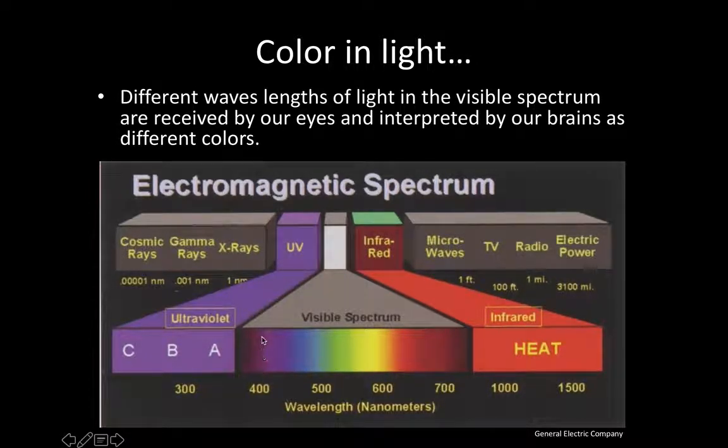So 400 down here in this kind of magenta range, we're up here at 500 and we're kind of in between blue and green. We get to 600 and we've got some yellow transitioning into orange, and here at 700 we're pretty squarely into red. So each of those different wavelengths in nanometers are interpreted as different colors by our brain.